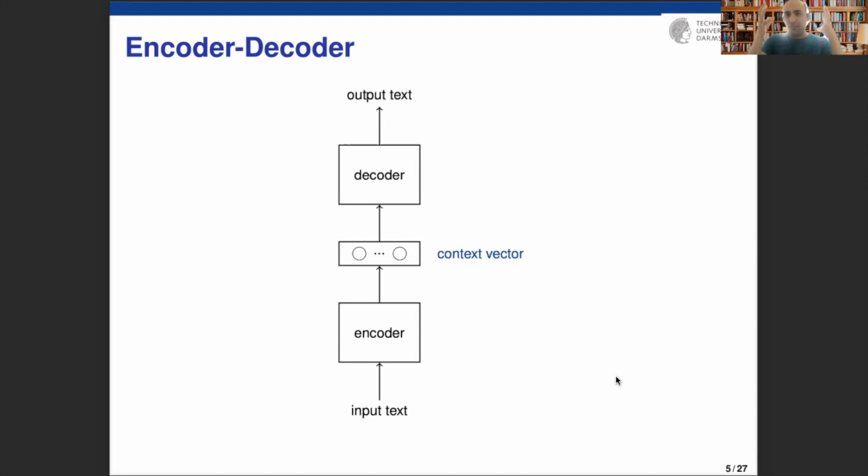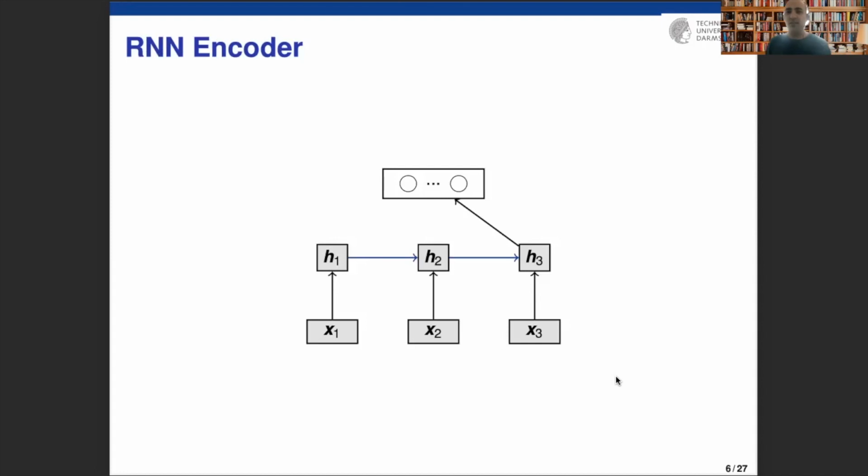But the main building block in an encoder-decoder looks like this. You have an input text, you give it to the encoder, and the task of the encoder is to map the text to one vector, and then we take this vector and use it to decode the output text. But let's assume, as we discussed, we can have different sorts of encoders. Let me focus on the RNN encoder first, as discussed in the previous lecture.